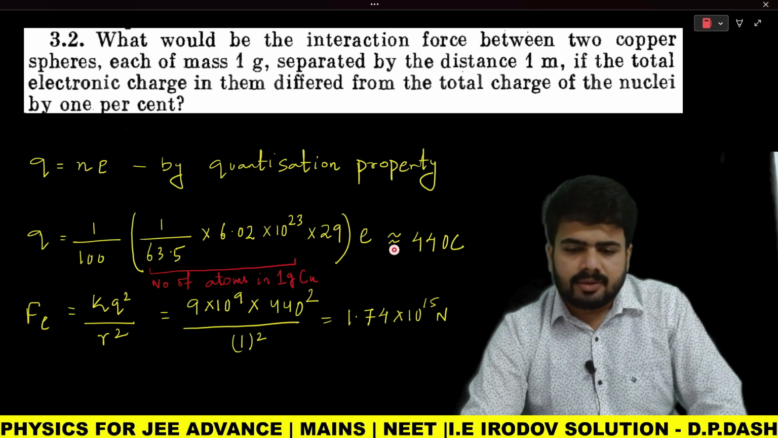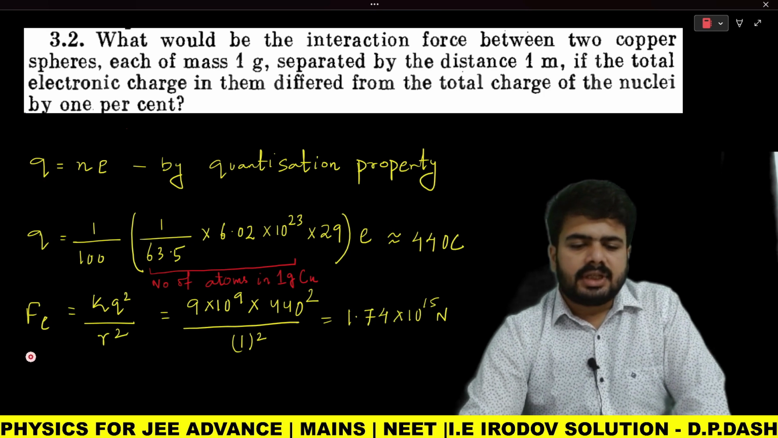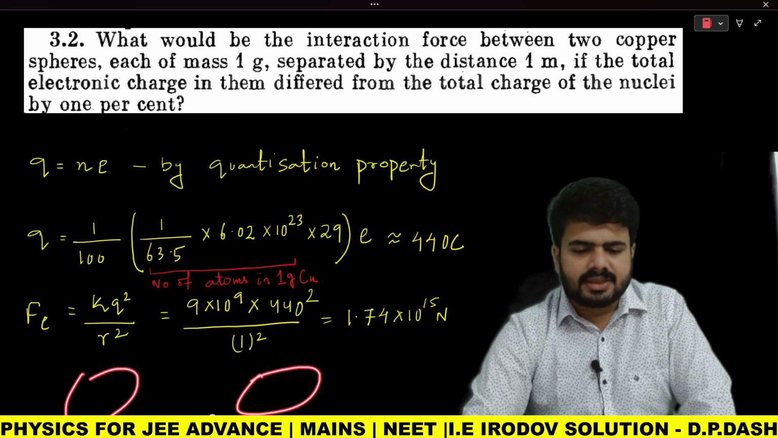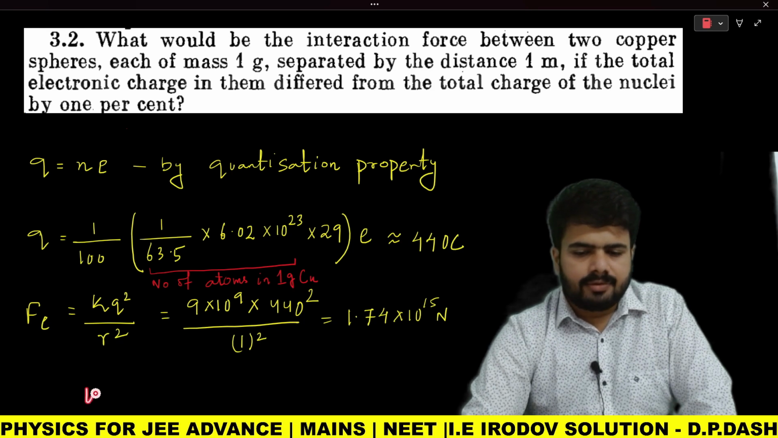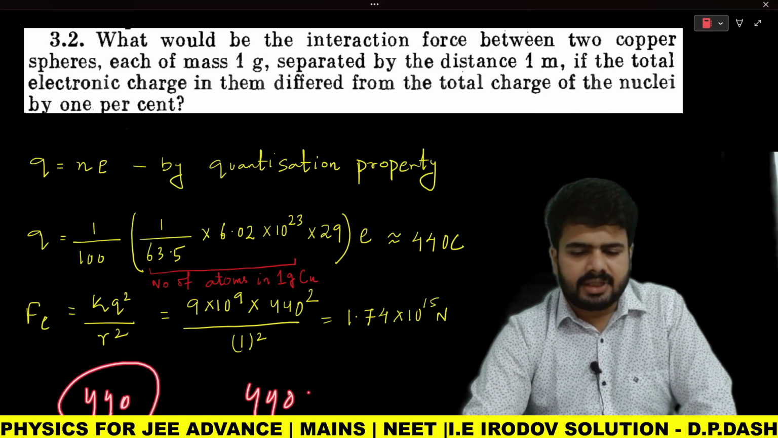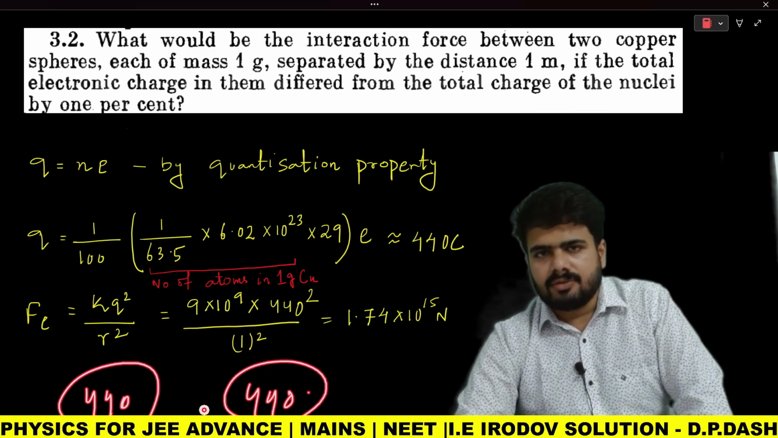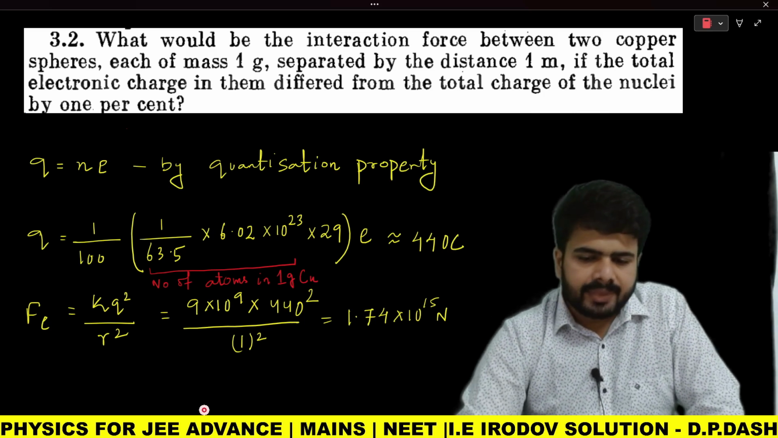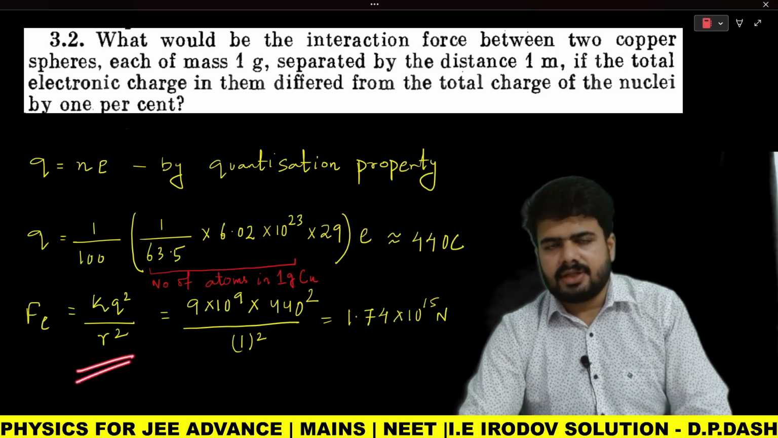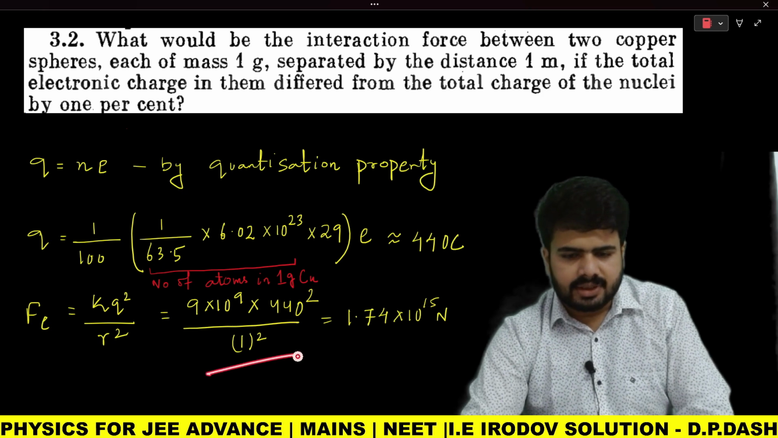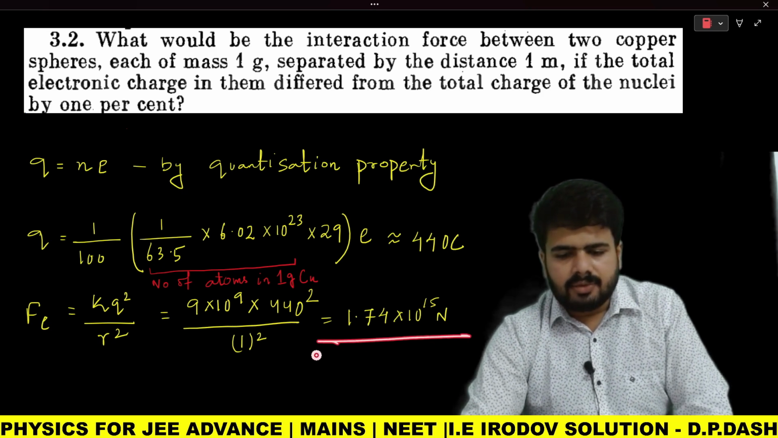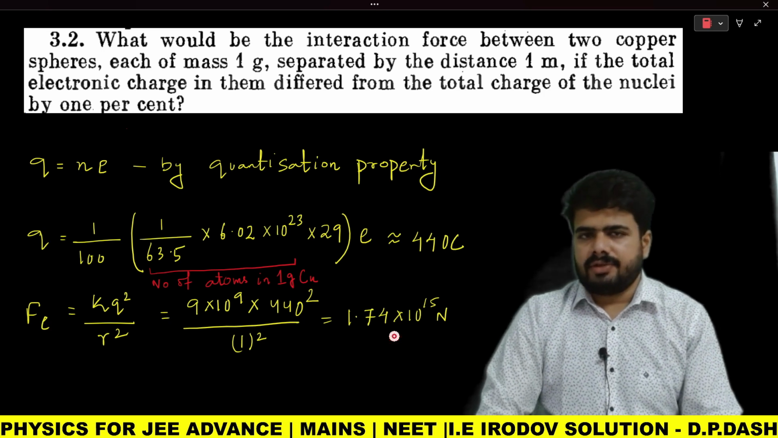Okay, now you are going to find out that force. Here you are having two spheres like this. Each sphere is having 440 coulomb of charge. Now if you find out using the formula for electrostatic force, kq square by r square, substituting this value, the distance is given as 1 meter apart, so you'll get 1.74 into 10 to the power 15 Newton.